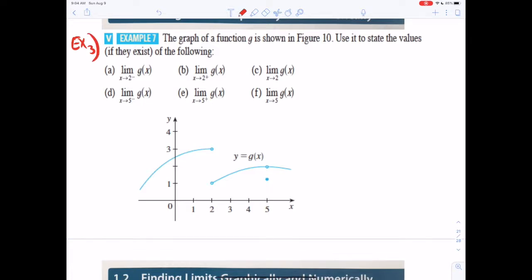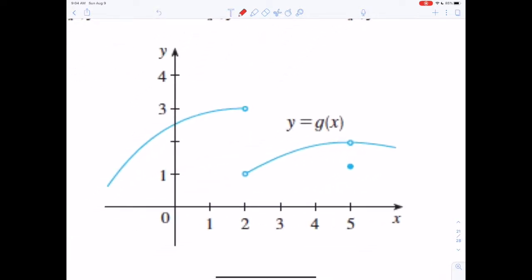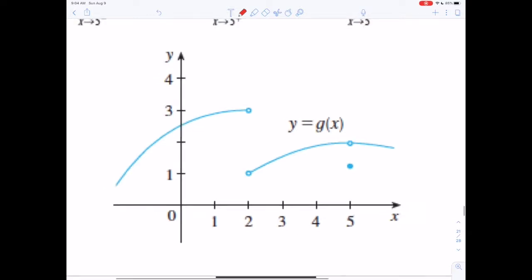Okay, I know it says example 7 there, okay? So here, what I want you to do is to first draw out this picture, okay? I'll pause here and play whenever you're ready, okay?